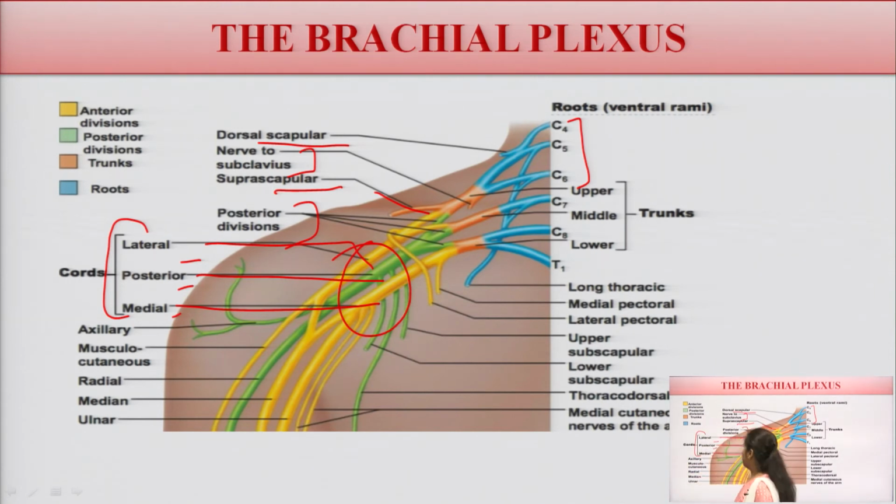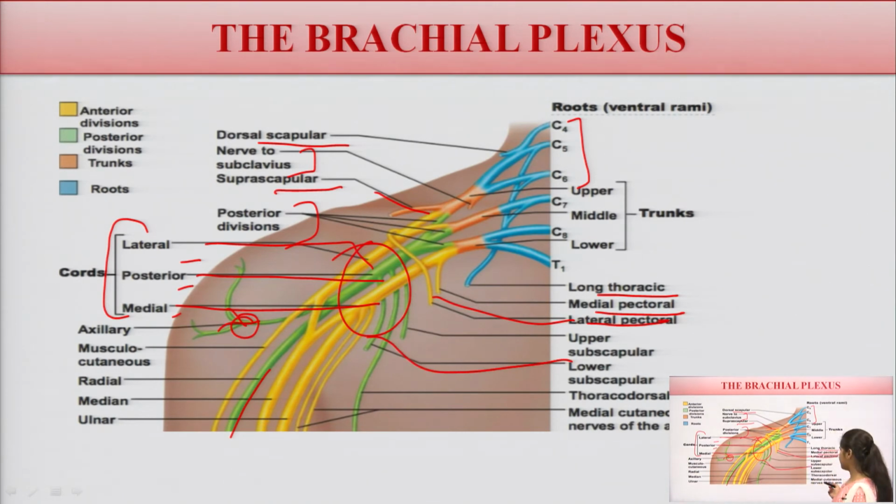Okay. Now this is the axillary. This is axillary. Now this is a musculocutaneous, radial nerve, median and ulnar nerve. So there is a long thoracic, medial pectoral, lateral pectoral. There is a lower subscapular, and this is the thoracodorsal, and this is the medial cutaneous nerve of the arm. So this is a diagram of the brachial plexus.